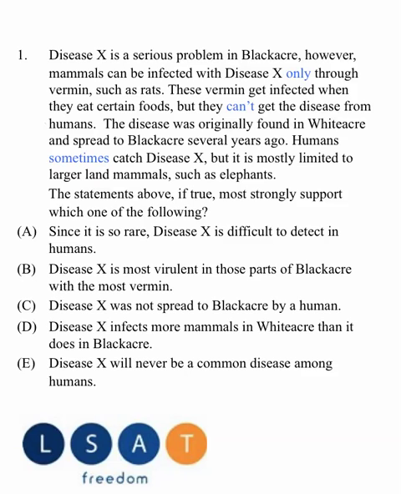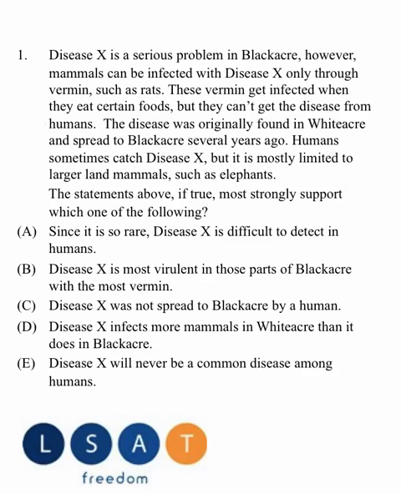And finally, we learn that humans sometimes catch disease X, but generally it's going to be these larger land mammals such as elephants. So these words only, can't, and sometimes are incredibly important when the passage asks us to draw an inference or a conclusion about what we've just read. And this, we can tell by the language most strongly support, they're asking us to draw an inference based upon those statements. So we have to pay very special attention to those words. With that, let's go on to the answer choices.